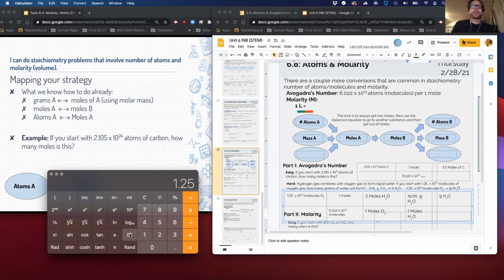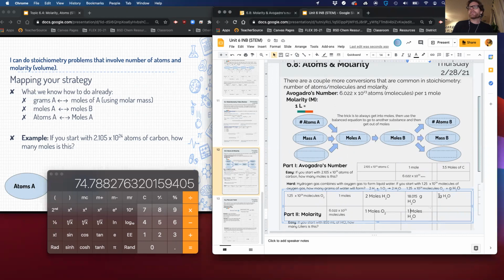Okay, so what I'm going to do here is I'm going to say 1.25 E24, that's this number right here, times 1 times 2 times 18.015. And then I'm going to divide it by 6.022 E23. And that is my answer, 74.8 grams. Cool, cool.